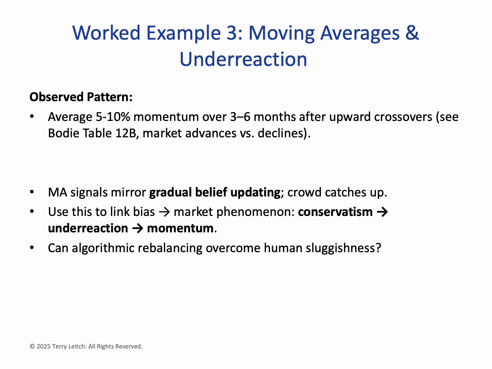So basically, average 5 to 10% momentum over 3 to 6 months after an upward cross. You can see it in table 12B. Moving average signals mirror gradual belief updating. Crowd catches up. Basically, we're linking the technical analysis tool, conservatism to underreaction to momentum.